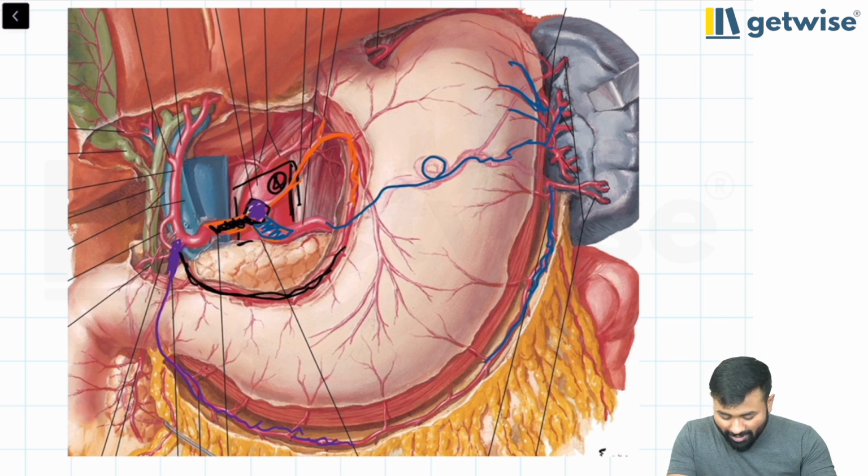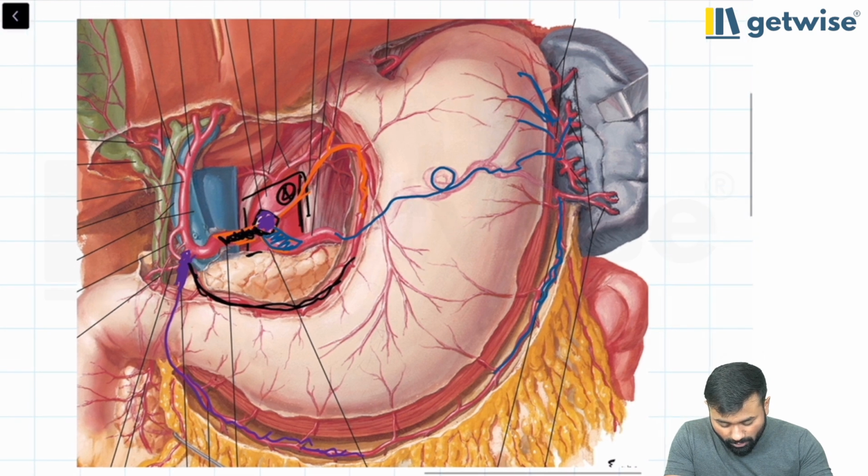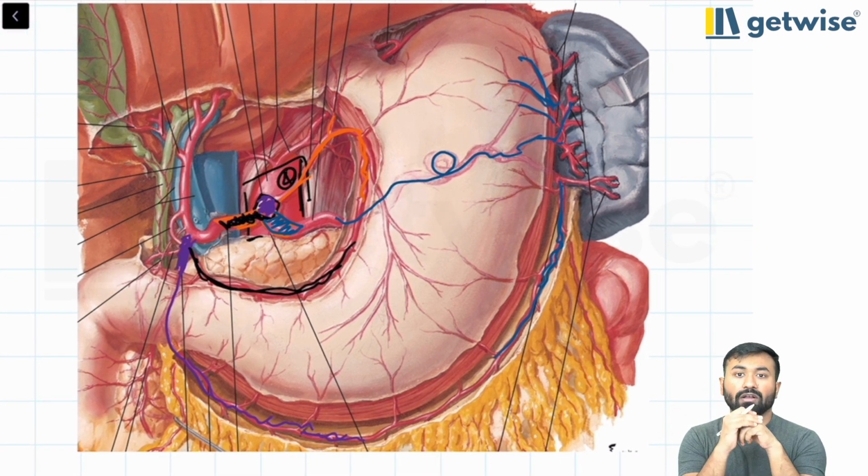So these 5 arteries we have seen in the atlas as well as in the schematic diagram. So this is all about the blood supply of the stomach.